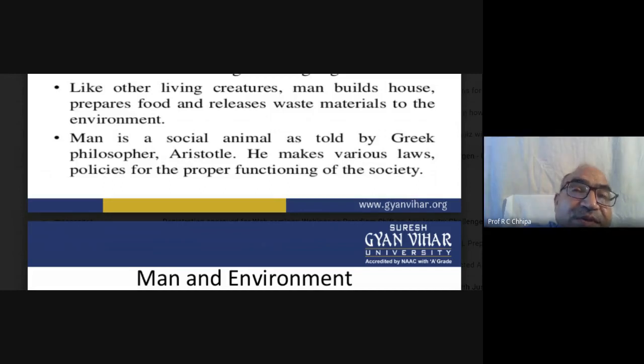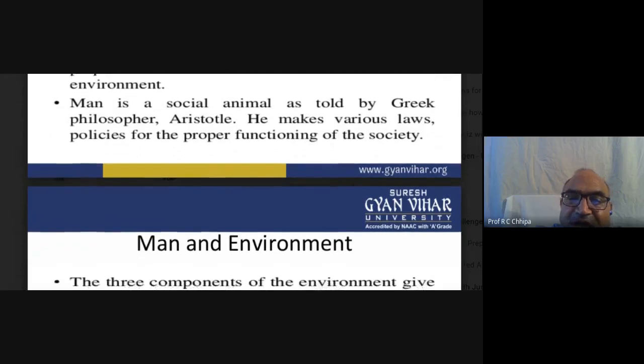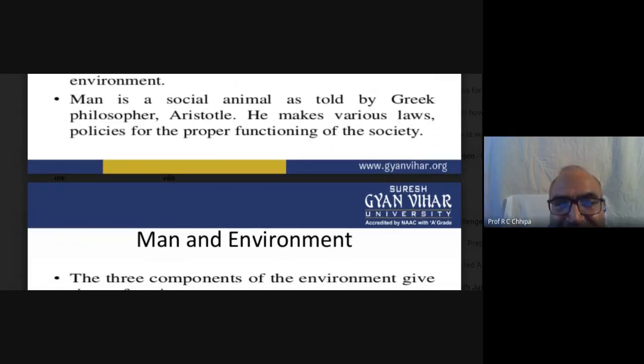This is one of the important concerns, and that is environmental pollution. Man is a social animal, as told by the Greek philosopher Aristotle. Why are we calling him an animal? Homo sapiens are part of the animal kingdom, but here it is specified by the Greek philosopher Aristotle.